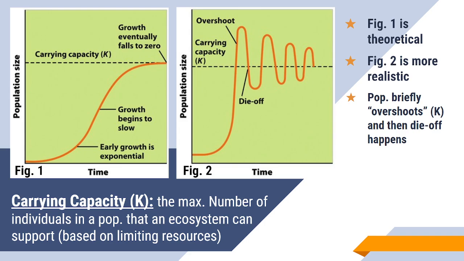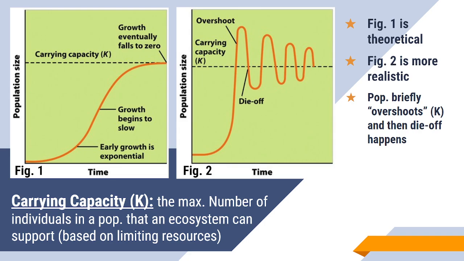Basically figure 1, that left graph there. That's the theoretical one, but it's usually the simplified one that we look at, where a population will have early growth be exponential and grow rapidly. The growth begins to slow, and then that growth eventually falls to 0, meaning the population growth is not changing, and the same number of organisms will more or less be found in that population.